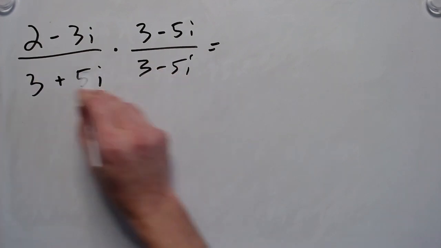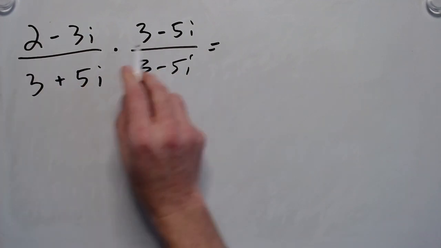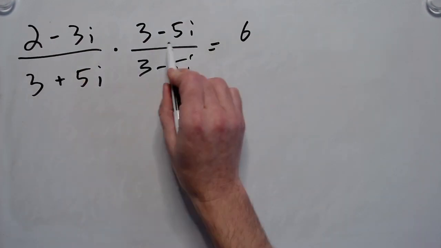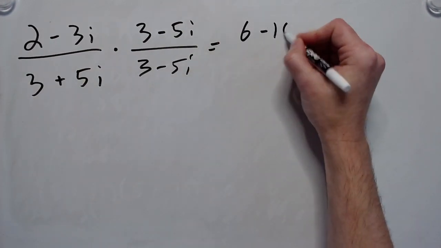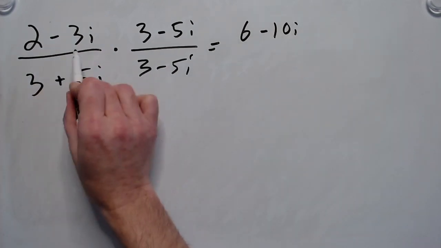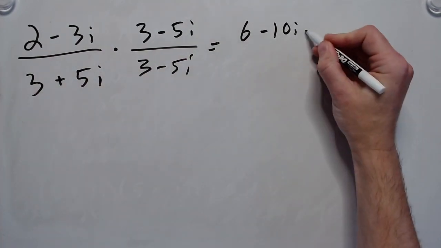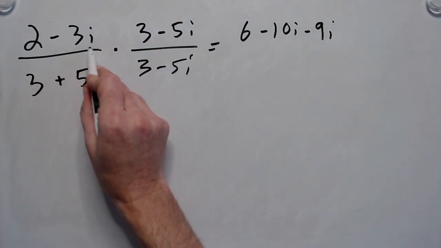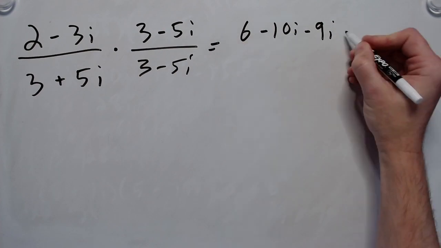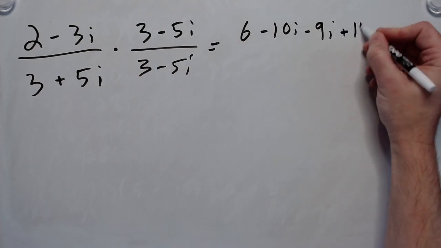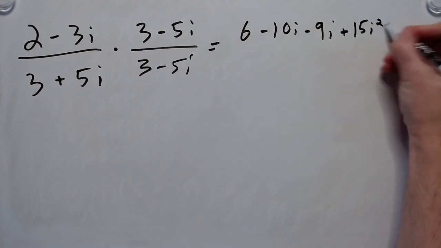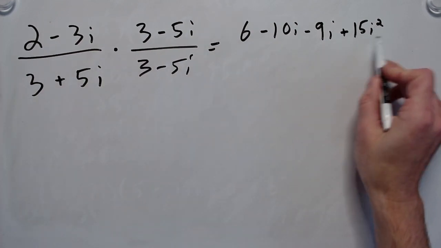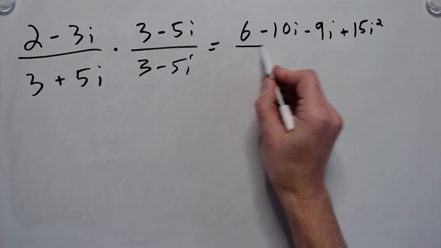So we'll do our normal FOIL business here. So 2 times 3 is 6. 2 times minus 5i is negative 10i. Minus 3i times 3 is minus 9i. And negative 3i times negative 5i is a positive 15i squared. Again, a negative times a negative gets us a positive. We've got a sneaky i squared over here. And we'll draw a line like this.